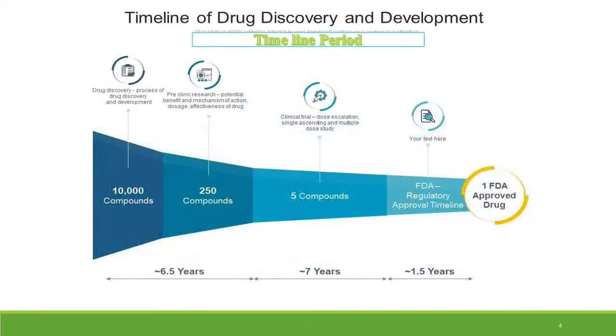Next slide, please. So the timeline of drug discovery and development, as I said in the first slide: 10,000 compounds move to the preclinical stage with 250 compounds, later 5 compounds in clinical trials, and later one compound will be approved by the regulatory authorities. And the time it takes is around 12 to 15 years. So wasting 12 to 15 years of time and spending money to identify a new drug. Lastly, we will achieve only one drug.